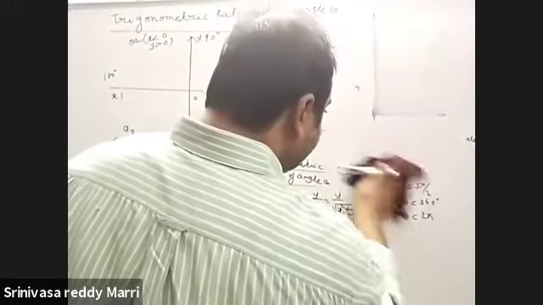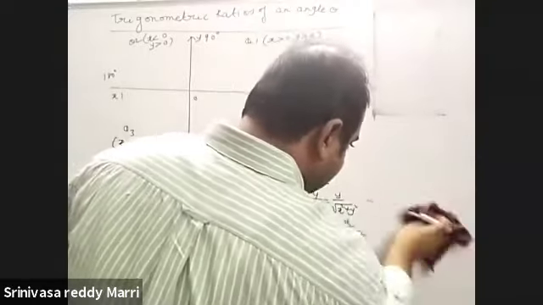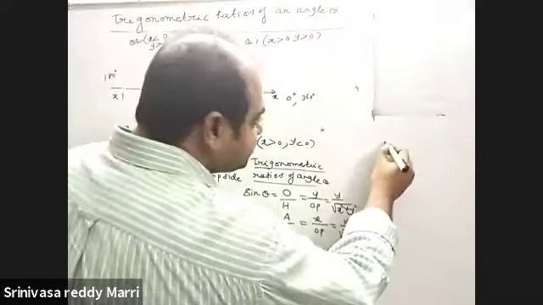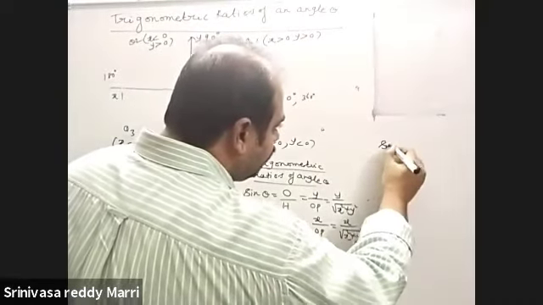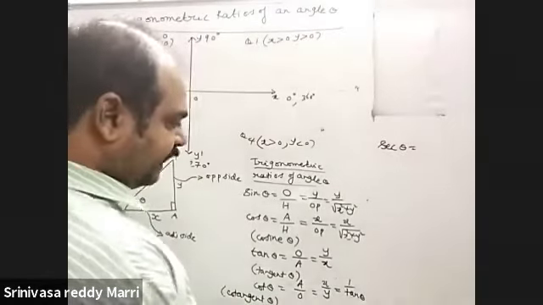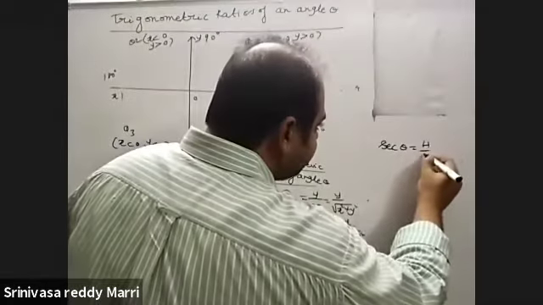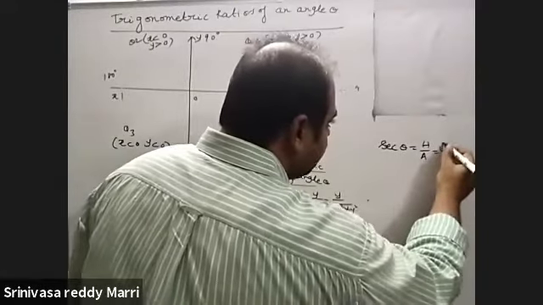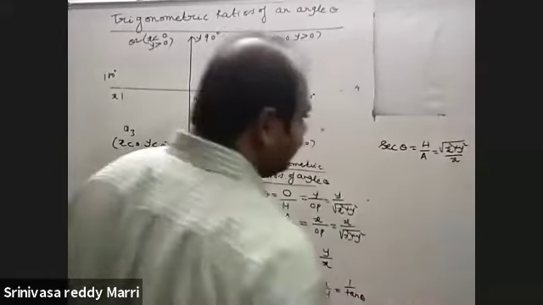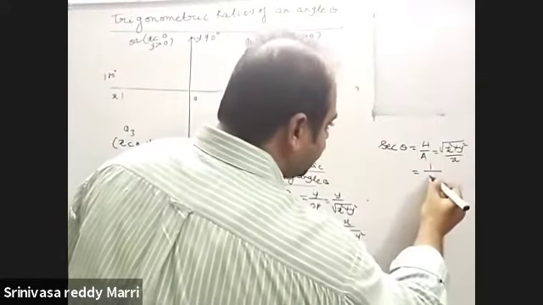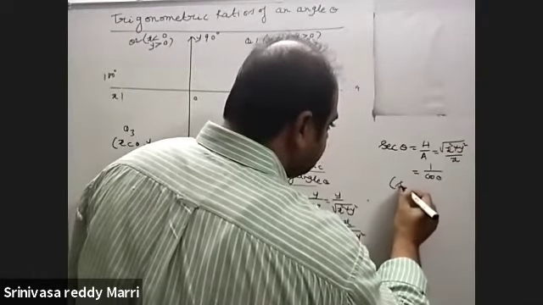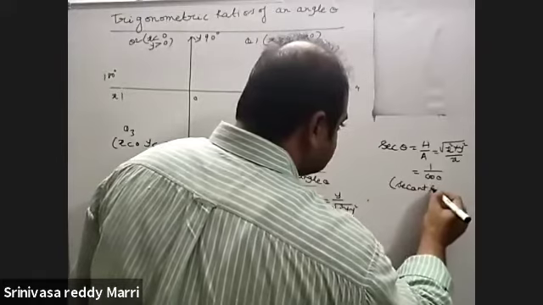Those ratios have names. Sine theta, cos theta, tan theta, cot theta. They are names. So next secant theta. Secant theta is nothing but hypotenuse divided by adjacent side. Hypotenuse means root of x square plus y square divided by x. This is also 1 by cos theta.